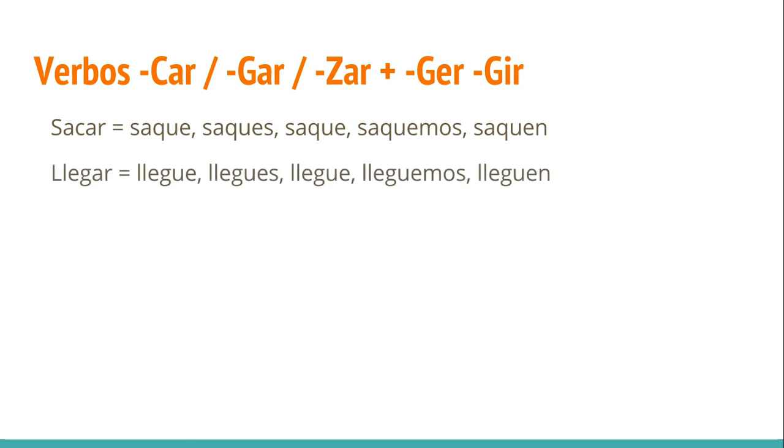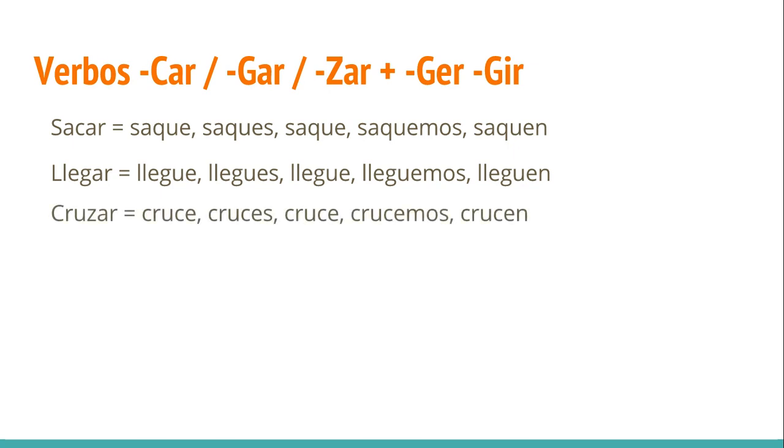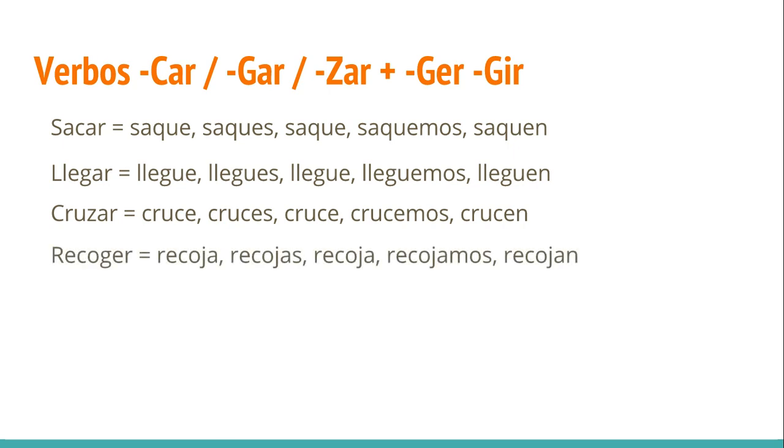Same with the verbs that end in GAR. The G, you add a U after it and continue conjugating. And the ZAR verbs. The Z changes to a C, and you continue that through the entire conjugation. GER verbs and GIR verbs we have not necessarily studied before, but GER and GIR verbs in the yo form both have the letter J rather than a G. So you can see the J is carried through the entire conjugation.